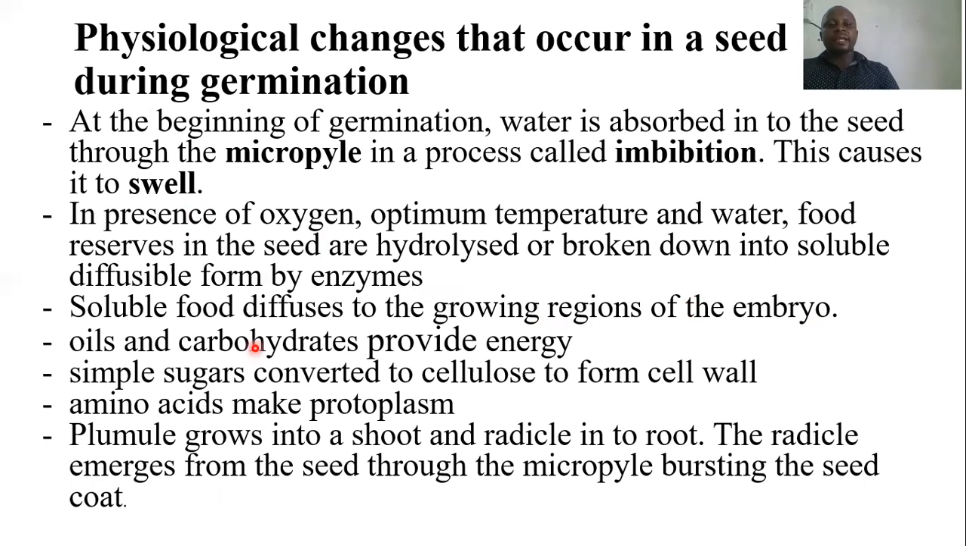In that, oils and carbohydrates will provide energy. Simple sugars will be converted into cellulose to form cell walls, and amino acids will make the protoplasm. Then as growth occurs and cell division occurs, the radicle will come out to form the root, while the plumule will come out to form the new shoot. The radicle will emerge first, through the micropyle, hence bursting the seed coat.